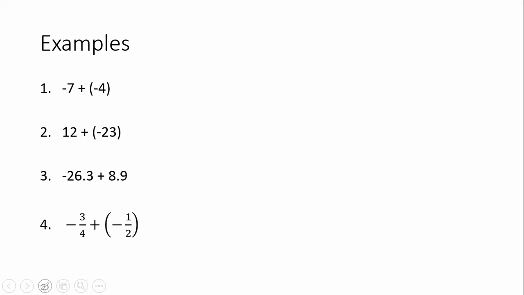First, we have -7 plus -4. Those numbers are both negative, so we need to add them. 7 plus 4 is 11, and we keep the sign negative. So our answer is -11.